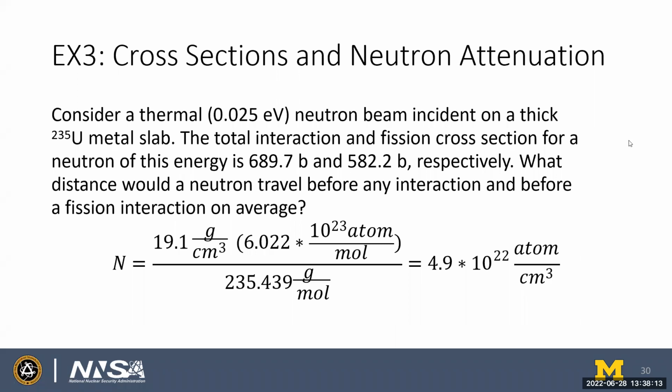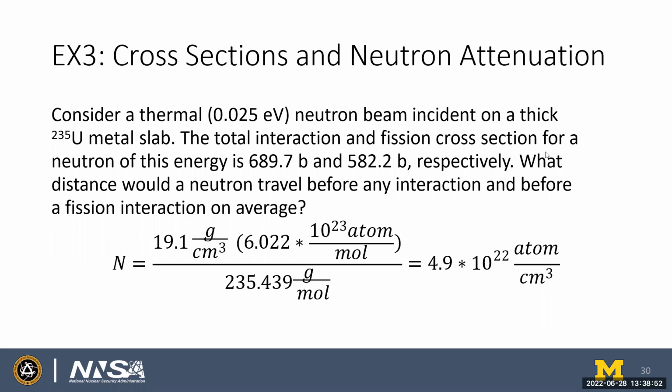This one's on cross sections and neutron attenuation. Consider a thermal neutron, so 0.025 eV, neutron beam incident on a thick uranium-235 metal slab. The total interaction and fission cross sections for a neutron of this energy are 689.7 barns for the total interaction and 582.2 barns for the fission interaction. What distance would a neutron travel before any interaction, which corresponds to the total, and before a fission interaction on average?